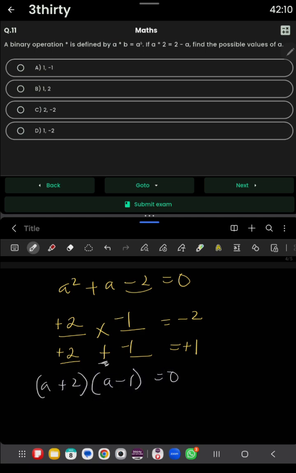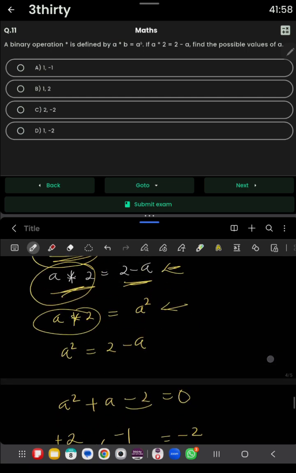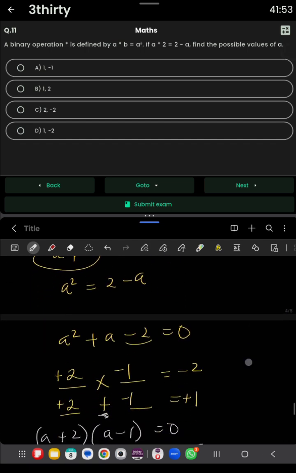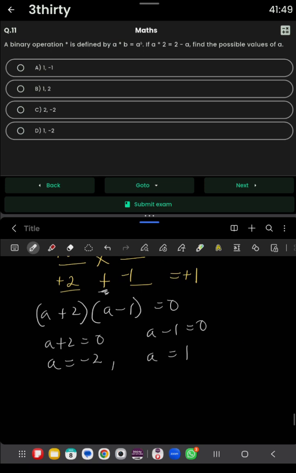So A plus 2 equals 0, so A equals minus 2. And A minus 1 equals 0, so A equals 1. Okay, so this is the solution here. You could just rewind to see it clearer. Okay, so our answer is 1 and minus 2, that's D.